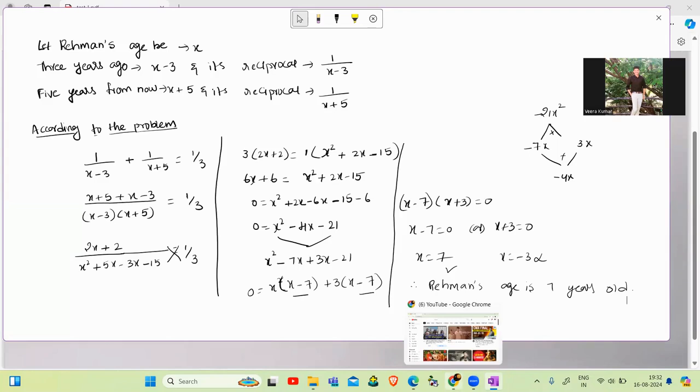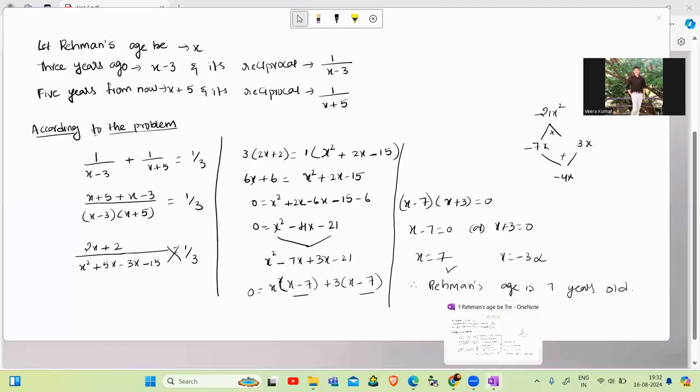So for any type of question, you must always be very careful. You just need to form the equations properly. Then all the rest you can do.